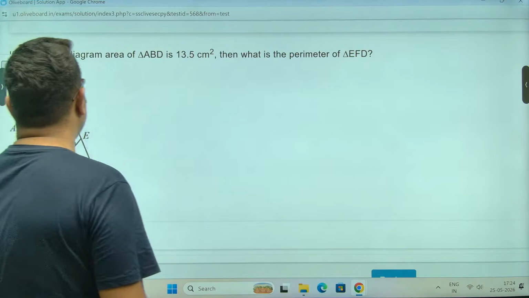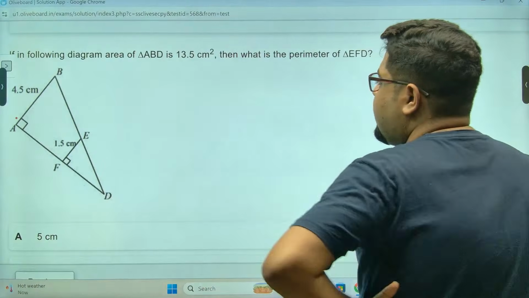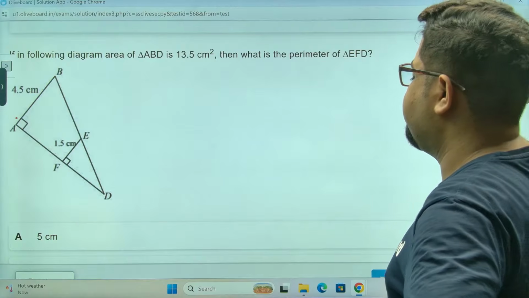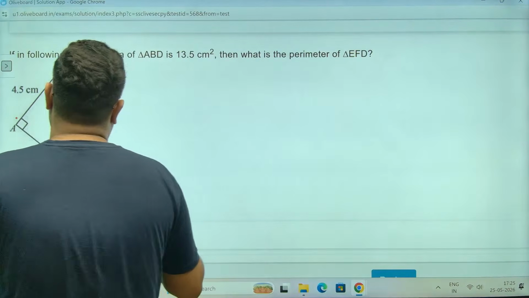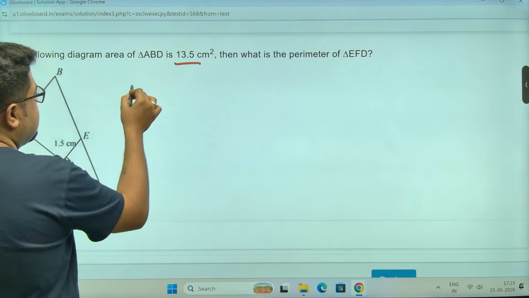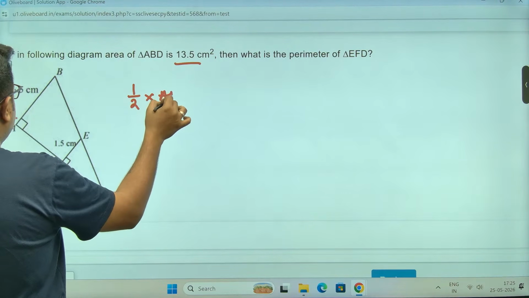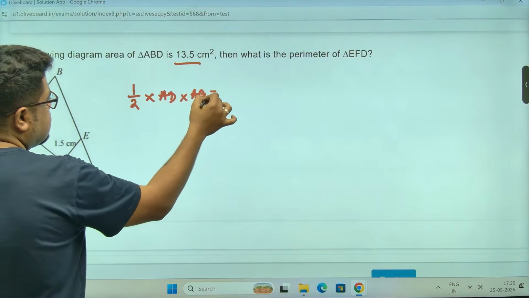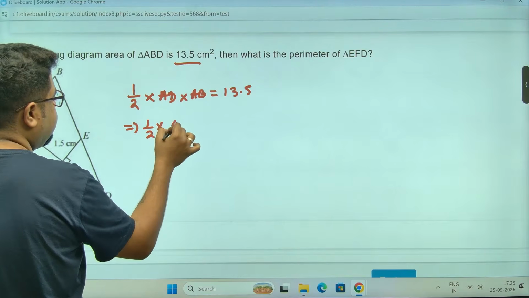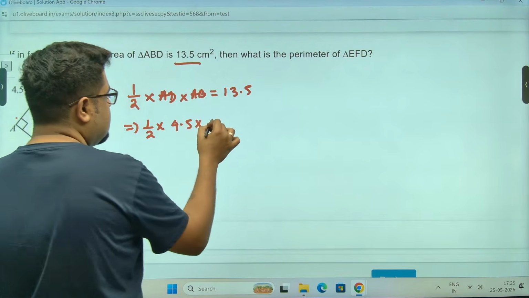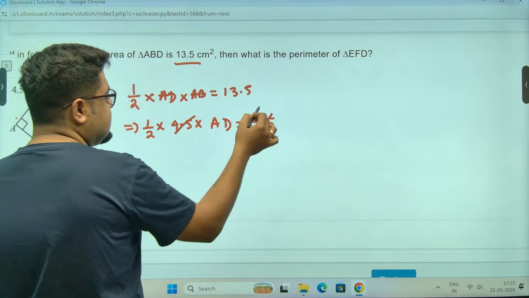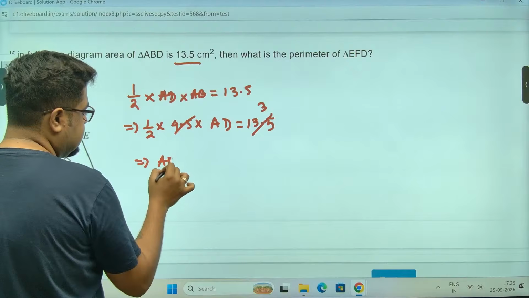Let's see what is given, sir. Area of ABD is given, and we need the perimeter of EFD. Okay, simple. Sir, find the length AD first. How to do that? Using this information: half into AD into AB is 13.5. Half into AB is 4.5, AD I don't know. So 4.5 threes are 13.5, AD is 6, sir.